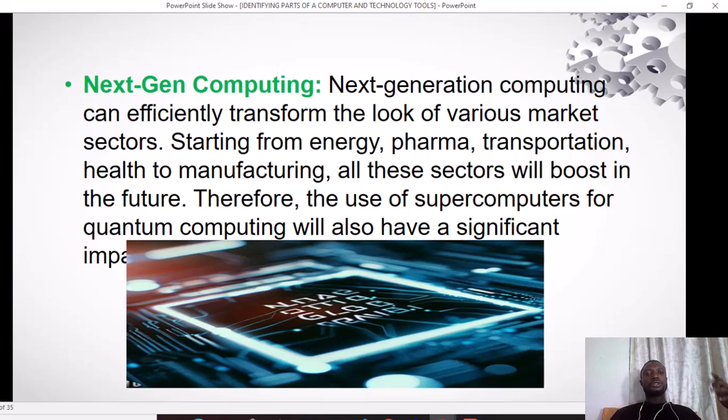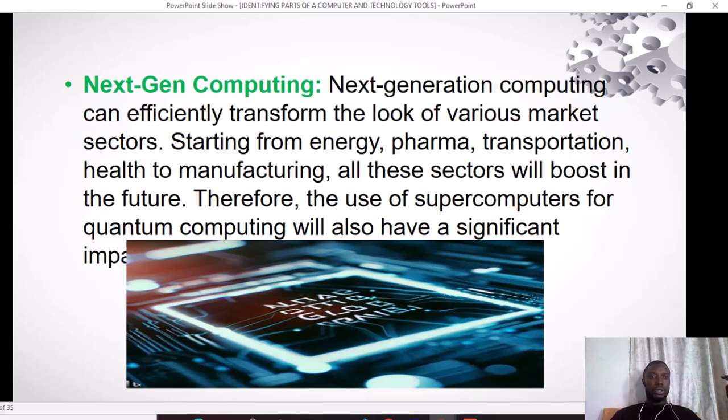The advanced technology and the next generation of computers will help in maintaining order in such institutions, right? So we say therefore the use of supercomputers and quantum computing will also have a significant impact. All right, we will talk about the supercomputers and quantum computing as time goes on. As we are having the class, there will be a topic for us to discuss it. So don't worry about it right now.